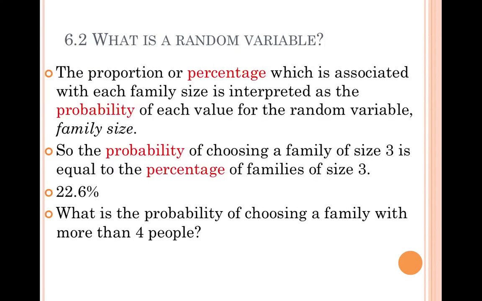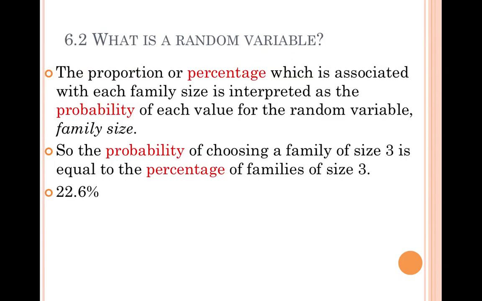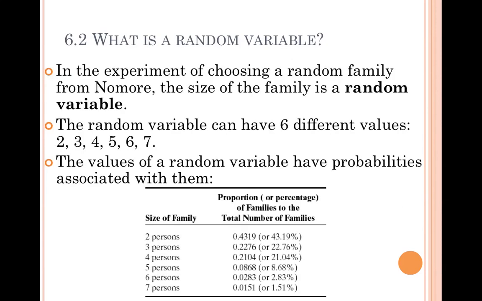And what's the probability of choosing a family with more than 4 people? So we go back to the chart and we say, okay, 4 people has a probability of 21.04, but that's not what the question is asking. It's asking for the probability of choosing a family with more than 4 people, which involves 5, 6, and 7. More than 4 means 5, 6, and 7. We don't include 4 when we say more than 4.